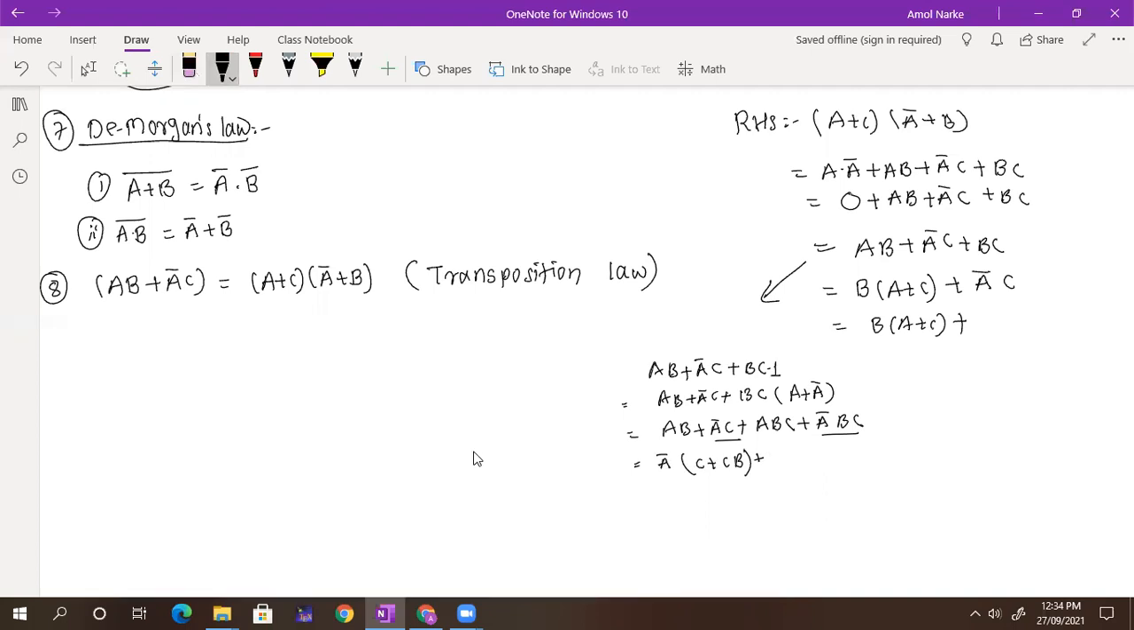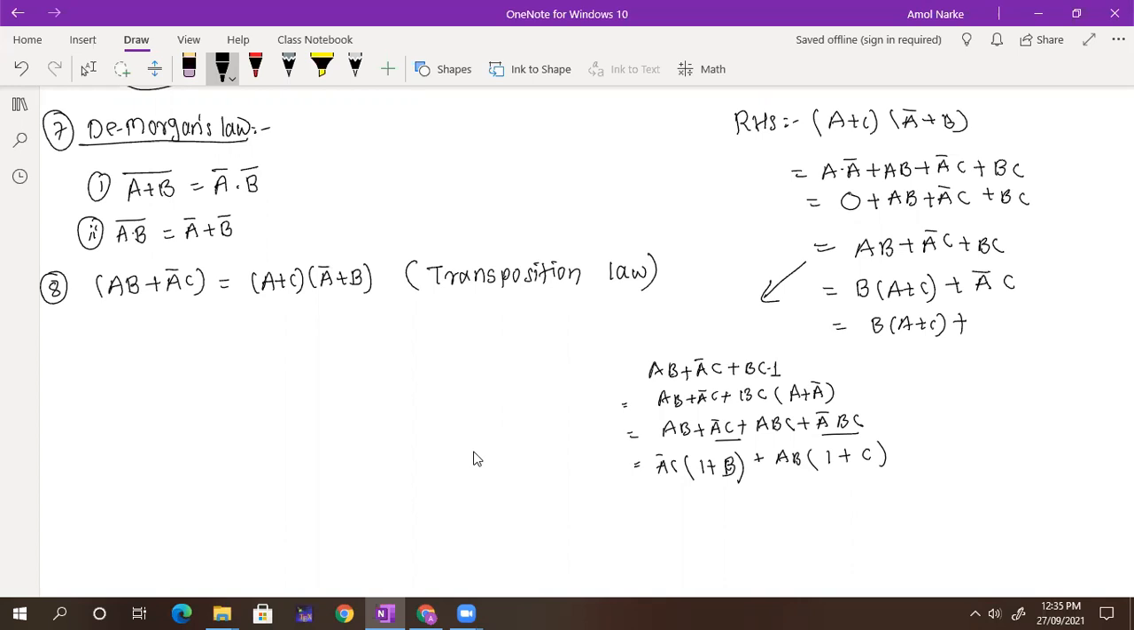If I take AB from AB and ABC, we'll take AB common. So it will be 1 plus C. Is it okay? Yeah. And from AC plus A bar BC, we'll take A bar C common. So instead of the first bracket, we will take A bar C common. So what remains is 1 plus B.